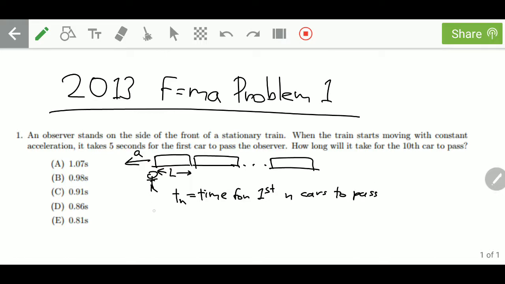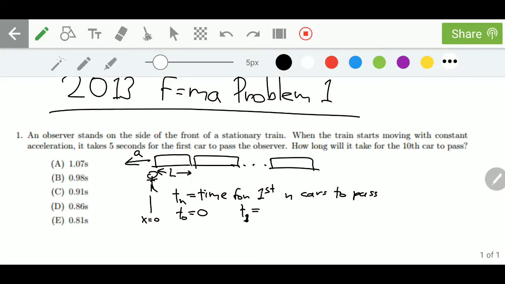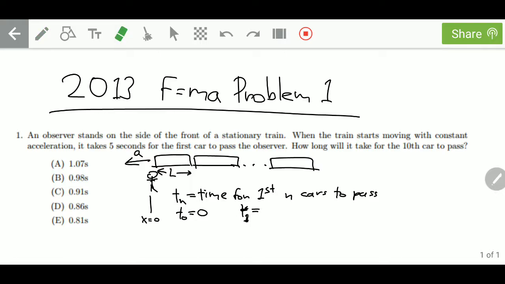So what we know is that, of course, T0 is just 0. And then we know that by the constant acceleration kinematics formula, the train has initial position 0. We can always just define this to be x equals 0. And then the initial velocity is 0, meaning that the position at time t will just be 1/2 a t squared.